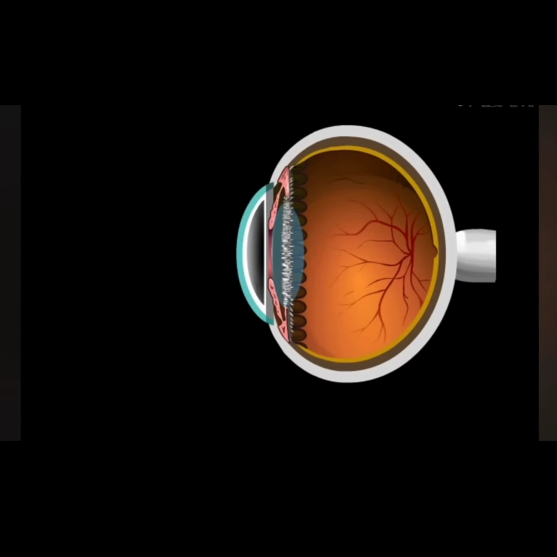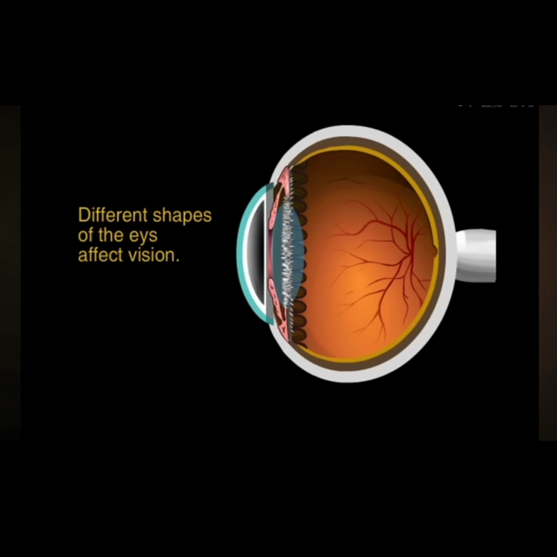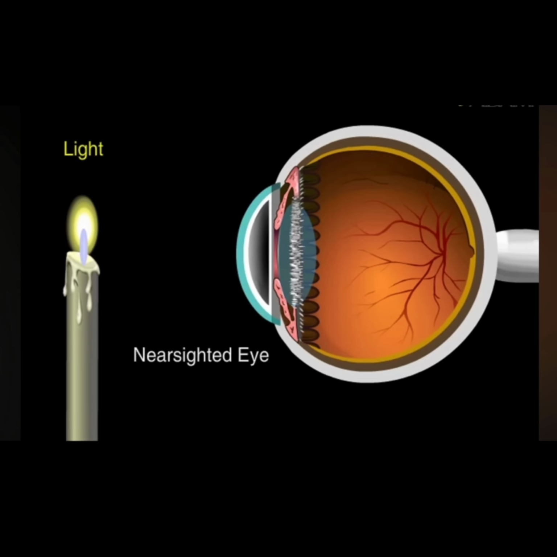The shape of the eye is very important in keeping things in focus. If the shape of the eye changes, it affects the person's vision. Different shapes of eyes affect the vision. If there is a different type of vision, there is a different type of eye. Normally, light is focused onto the retina, and this location is called the focal point.